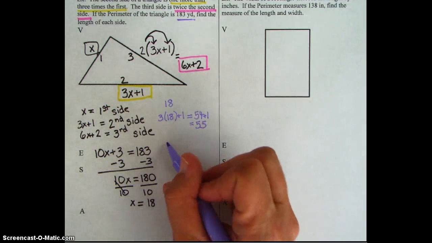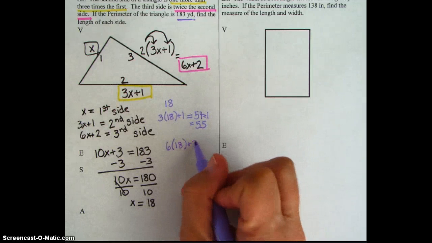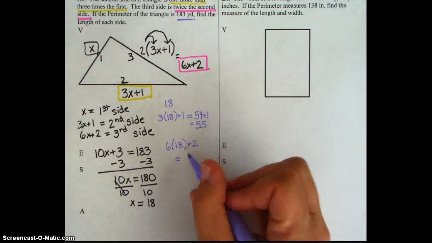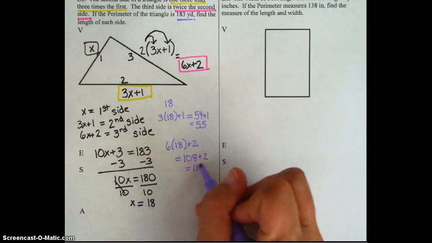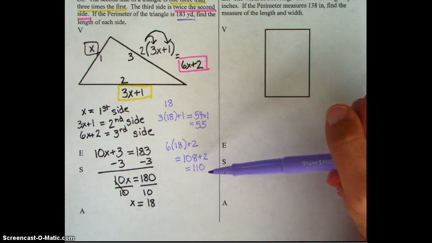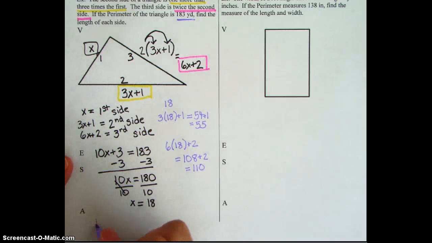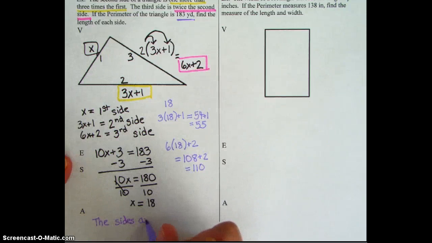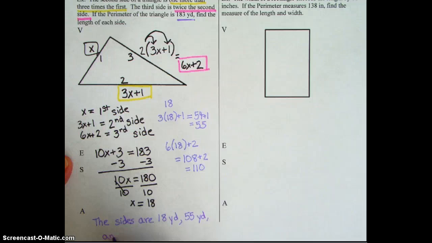Now we're going to plug it in for 6x plus 2. We have 6 times 18 plus 2. 6 times 18 gives us 108, plus 2 gives us 110. If you want to check your work, you can add the 18, the 55, and the 110 together, and it should give you 183 if you solved it correctly. To state our answer, we will say the sides are 18 yards, 55 yards, and 110 yards.